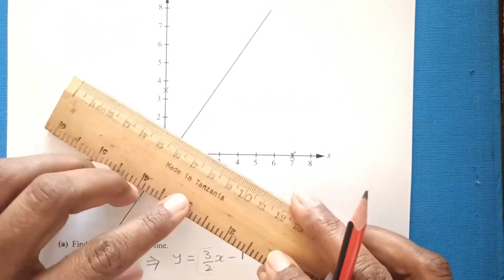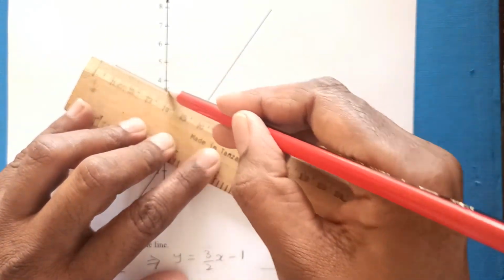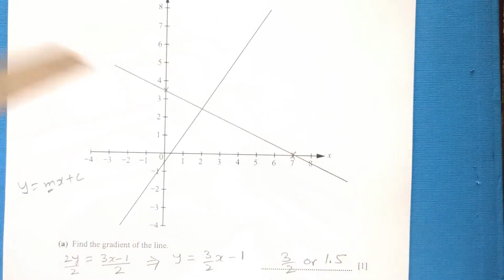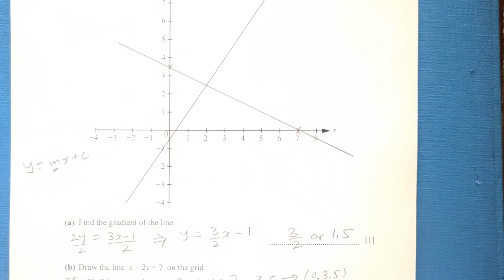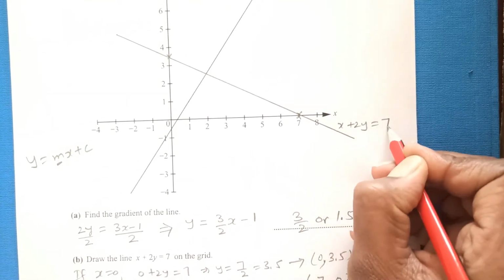So let's join them to make a line. So this is the line of the equation x plus 2y equals 7.